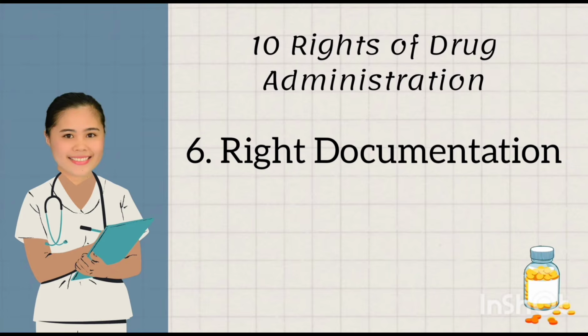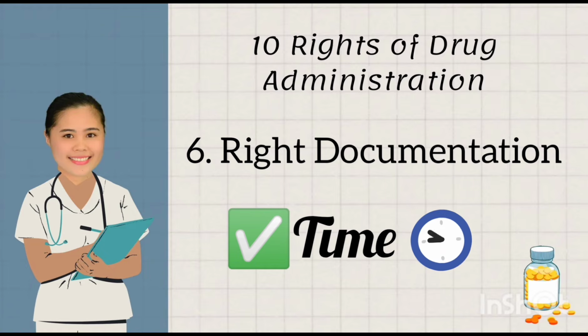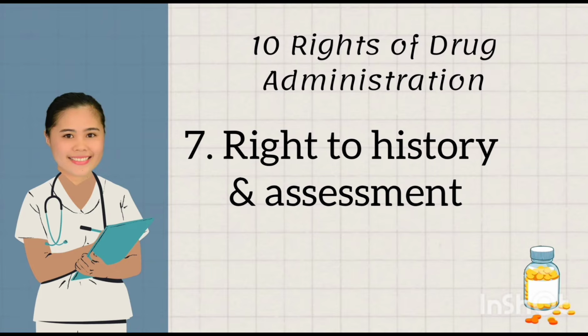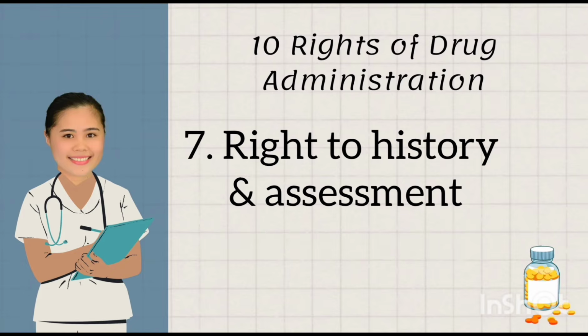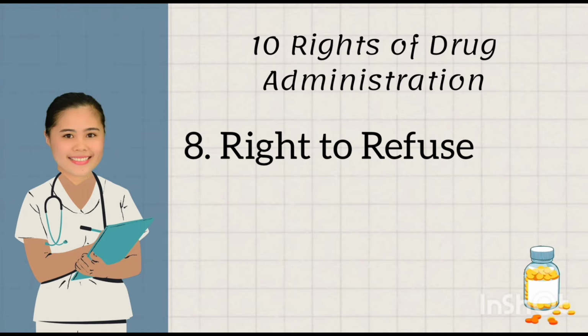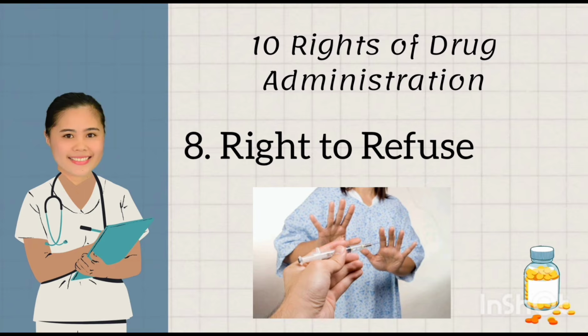Sixth is the right documentation. Make sure to write the time and any remarks on the chart correctly. Seventh is the right history and assessment. Secure a copy of the client's history to drug interactions and allergies. Eighth is the right drug approach and right to refuse. Give the client enough autonomy to refuse the medication after thoroughly explaining the effects.